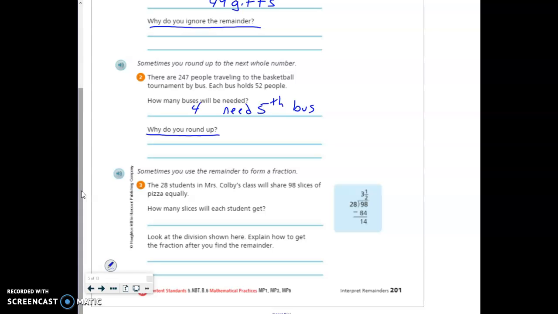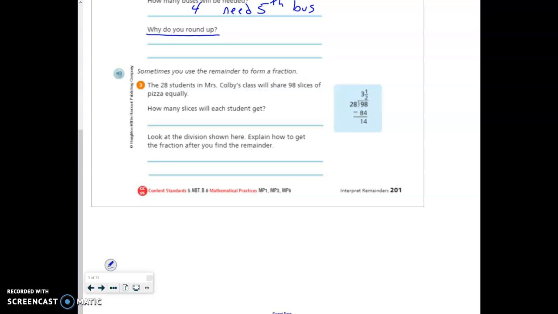So let me scroll up here just a little bit so I can write on this easily. Question 3 says 28 students in Miss Colby's class will share 98 slices of pizza equally. It says look at the division shown here to explain how we get the fraction after you find the remainder. As we give people their slices of pizza, it looks like everybody's going to get 3 slices for sure, but we are going to have 14 slices left over.